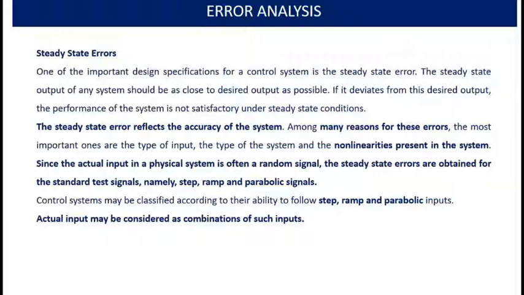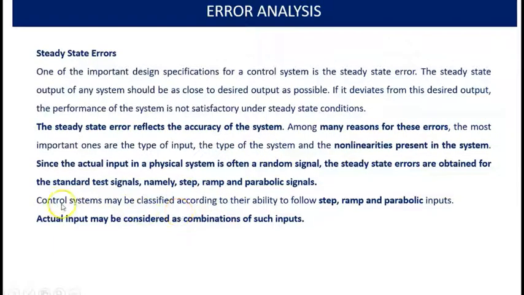And what do you mean by steady state error? Steady state error is the error when time t tends to infinity. This steady state error reflects the accuracy of the system. There are many reasons for this error, that is the presence of nonlinearities in the system and imperfections in the system components, and sometimes the input signal to the system will be a random signal. The signal is random in nature. Because of all these reasons, there may be error in a system.